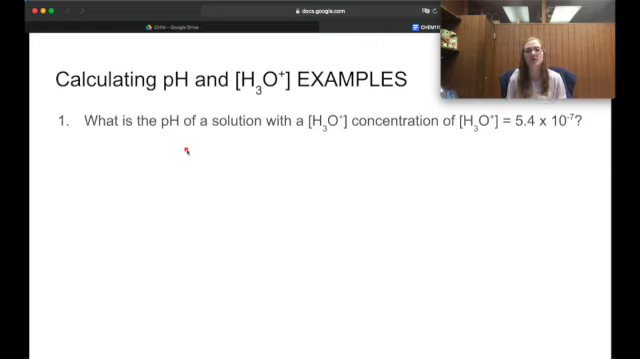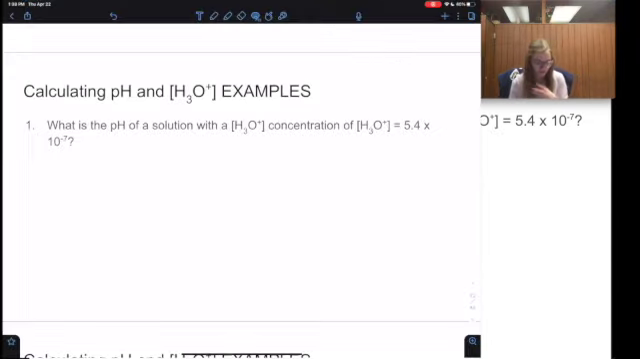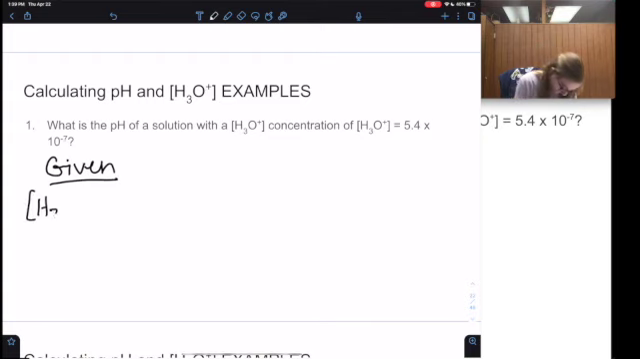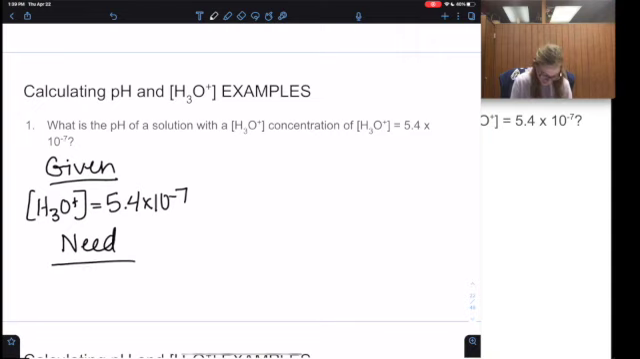Okay, so we're going to work through a couple of examples of how we can go between pH and the concentration of H3O+, and back and forth. Our first example says, what is the pH of a solution with an H3O+ concentration equal to 5.4 times 10 to the minus 7? So we're going to figure out what we're given. Here we are given that the concentration of H3O+ equals 5.4 times 10 to the minus 7. And what we're looking for, it's asking us, what is the pH.